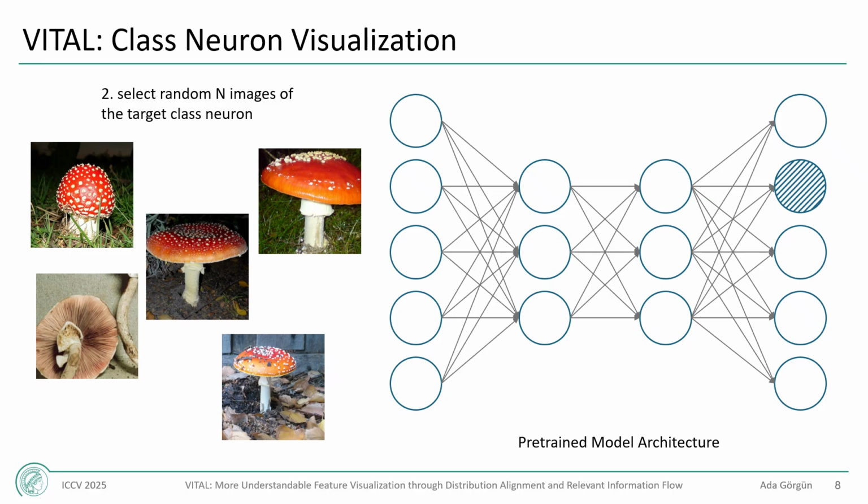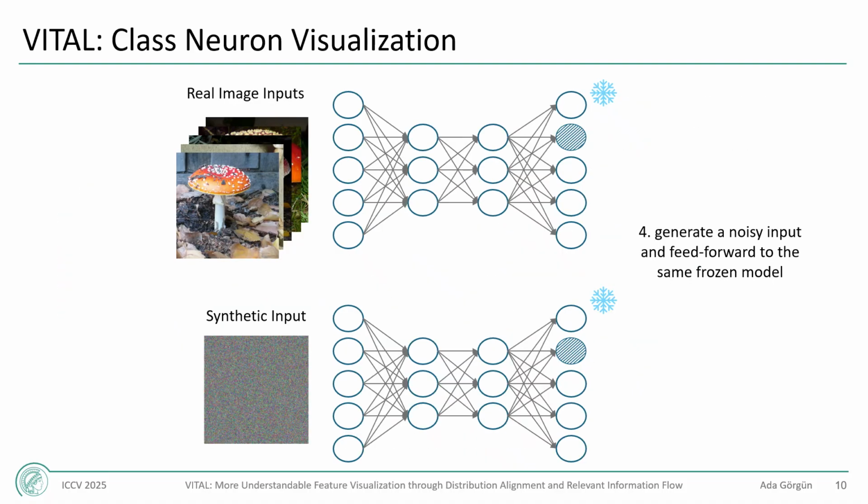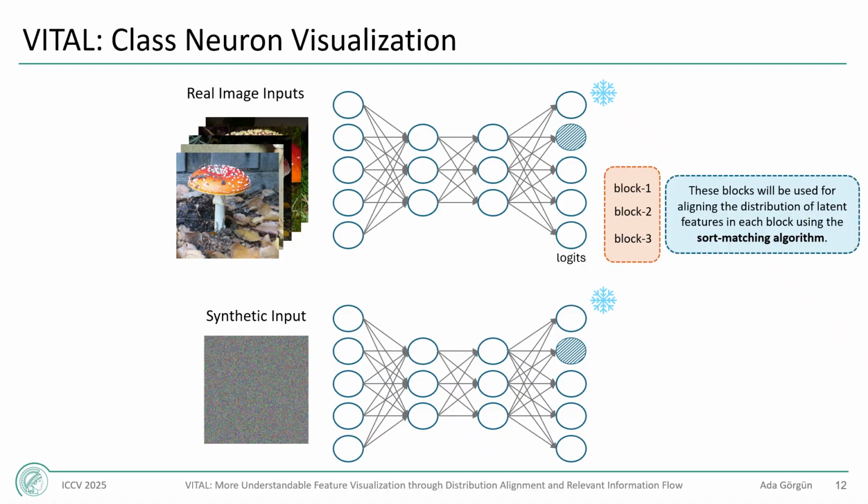We randomly sample n real images from the target class. These provide the reference feature distribution we want the synthetic image to reflect. We forward these real images through the frozen network and collect activations. In parallel, we initialize a noisy synthetic image and forward it through the same frozen model, extracting activations at the exact same blocks. We specify which blocks to align. Here, they are selected as block 1, 2, and 3 in this example. This enables us to capture the multi-scale statistics of the class.